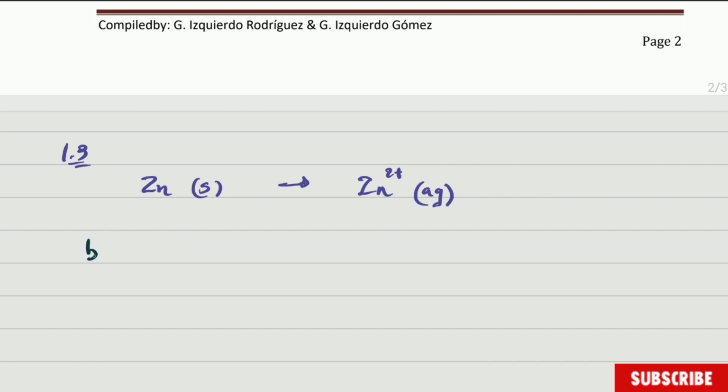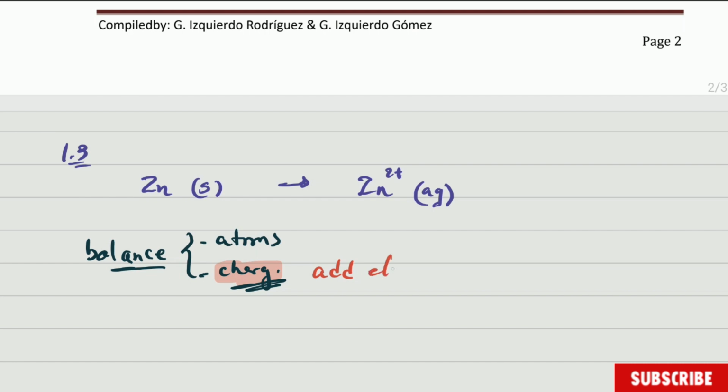Now, we always have to balance the equation, but we have to balance the number of atoms and we have to balance the charge. Okay, and this is the part where you can get confused. To balance the charge, we are going to add electrons. To balance the charge, we add electrons to the most positive side.